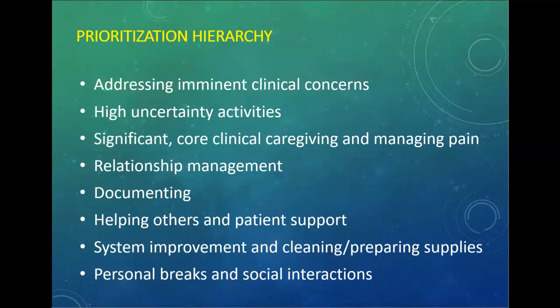Might need to handle those things quicker, right? Is this a significant core clinical caregiving thing like managing pain that needs to be addressed before it gets out of control? Maybe it's relationship management. You've got some family member that's really upset and angry and is going to escalate more and more if you don't go get in there quickly to handle it.